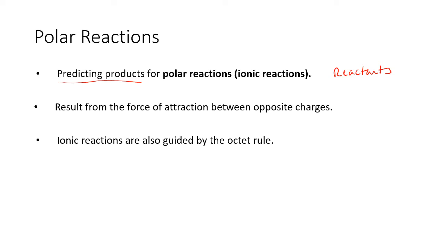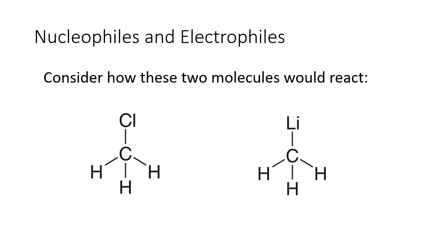Polar reactions result from the force of attraction between opposite charges. We know that positive and negative charges attract, whereas like charges repel. And ionic reactions will also be guided by the octet rule. Two important terms to understand are nucleophiles and electrophiles. Nucleophiles are species that are nucleus-loving, whereas electrophiles are species that are electron-loving.